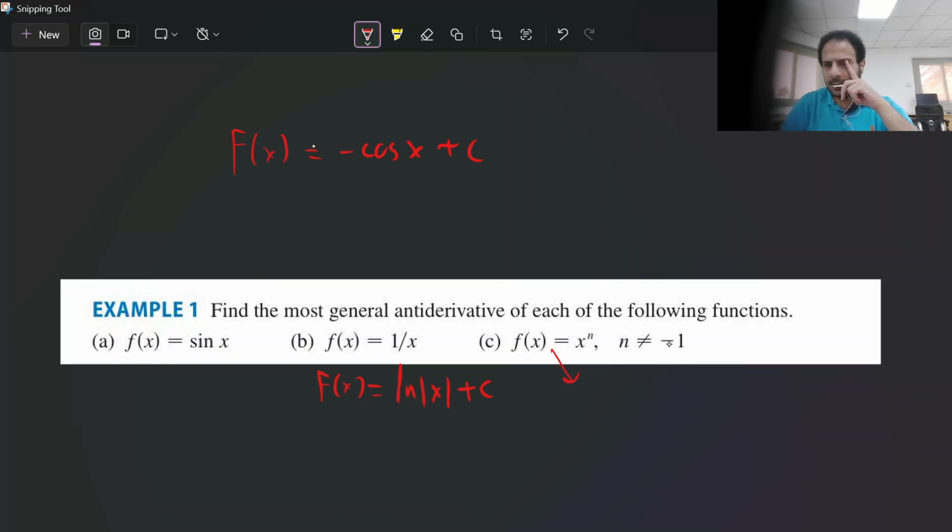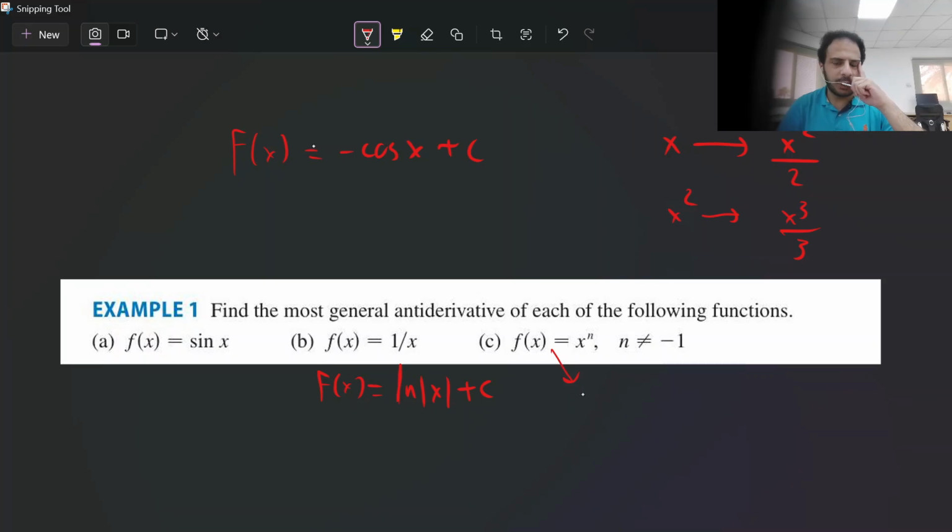I will give you examples to see the general formula for x to the n. For example, if I tell you x, what's the antiderivative of x? We need it to have x squared, right? So x squared, what's the derivative of x squared? 2x, right? But I want x, so I divide by 2. Good? So x squared over 2. What about x squared? Same idea, I want x cubed. When you differentiate, you get 3x squared, so you need to divide by 3.